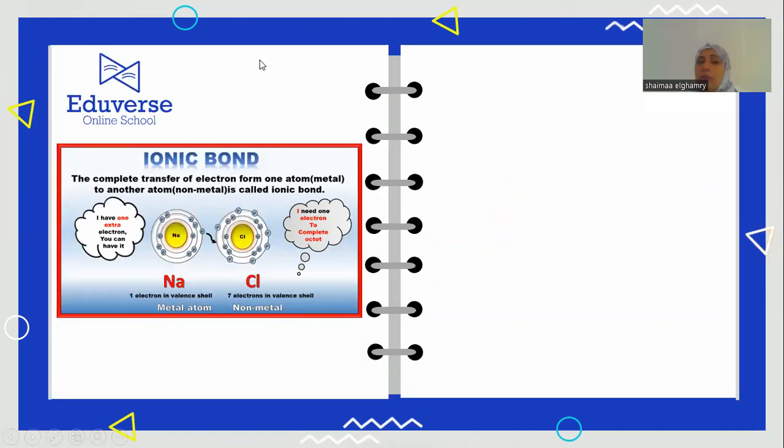The ionic bond takes place between what? Metal plus non-metal. So metals usually lose electrons and form positive ions. Non-metals usually gain electrons and form negative ions. So we have positive ion and negative ion. Then there is electrostatic attraction between the positive ion and the negative ion, forming the ionic bond.